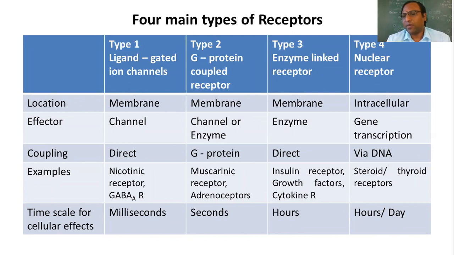But if you see enzyme linked receptors, that will take more time because that will be there inside. So it has to penetrate inside, act on the enzyme, and then start the cascade of reactions. So it will take some time. Enzyme linked receptors are enzyme based. The effector is an enzyme. Coupling is direct. Examples are the insulin receptor, growth factors, and cytokine receptors, which take hours.